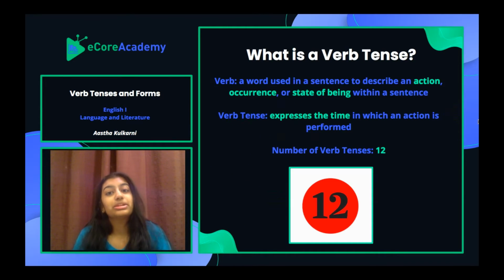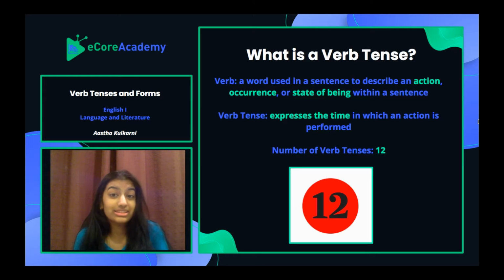Now moving on, what is a verb tense? To start off, a verb is a word used in a sentence to describe an action, occurrence, or state of being. We did go over this in the subject-verb agreement video, so if you'd like a little more clarification on that, you can go watch that video and then come back and continue this one.